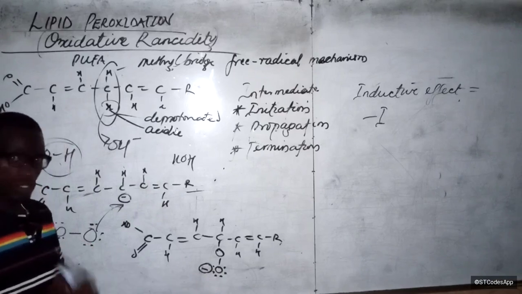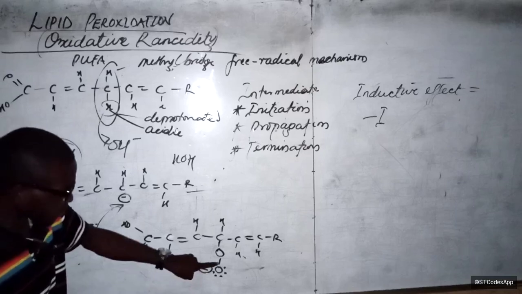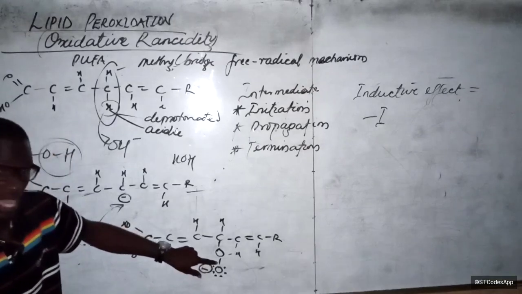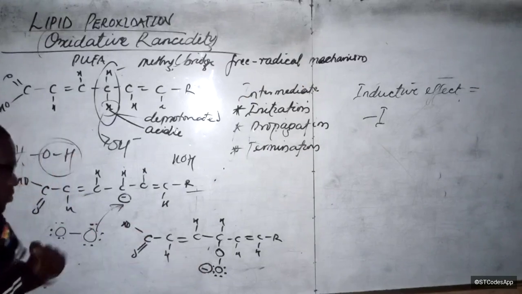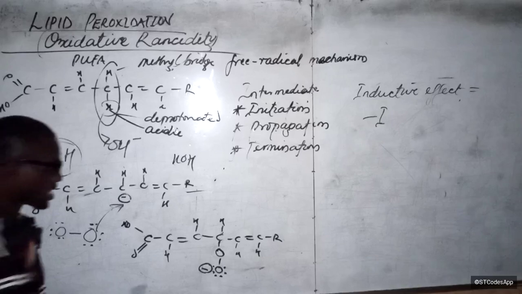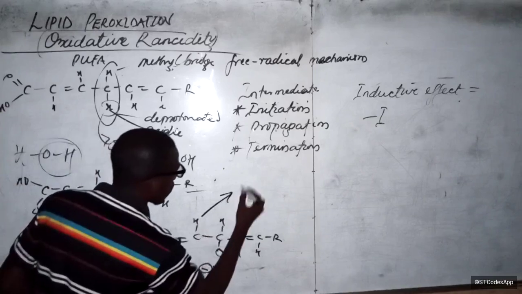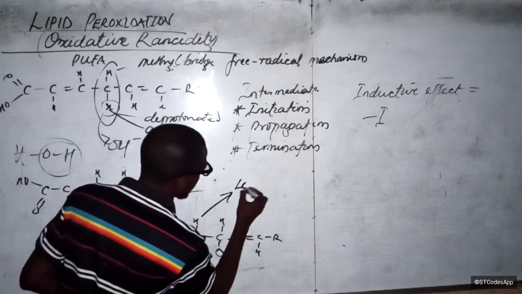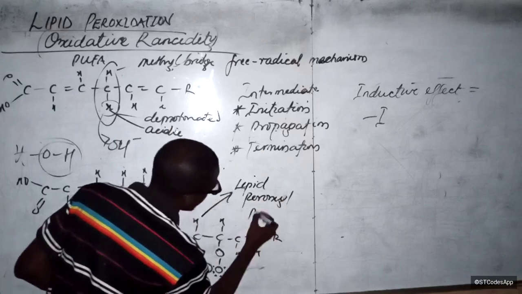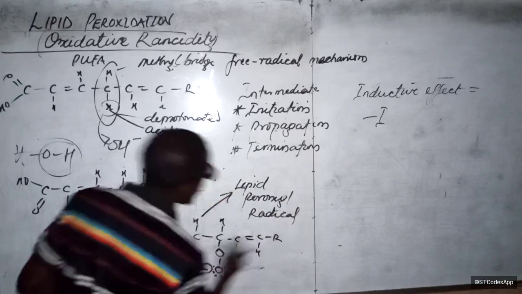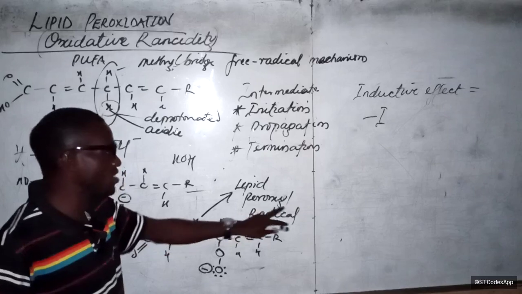Surrounding oxygen will have two bonds because the valence of oxygen is two. So it is only one bond here. It means it's sharing only one electron with this guy. Because of that, it's going to have one more electron that is unpaired. So this guy is going to be very reactive, and this is what you call a lipid peroxide radical. This is essentially why it's called lipid peroxidation, because a lipid peroxide radical is formed.